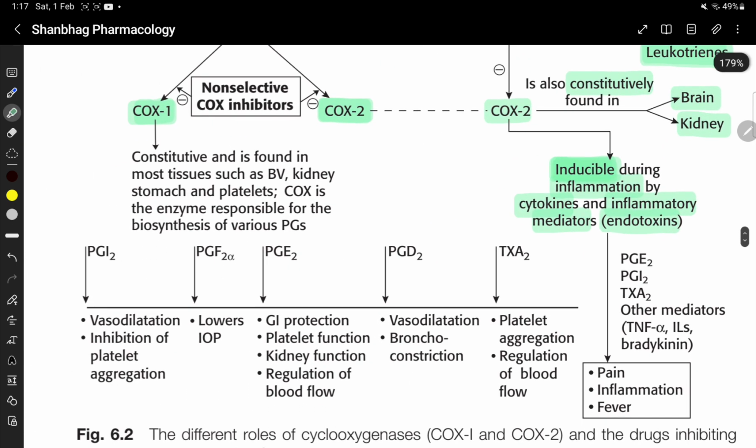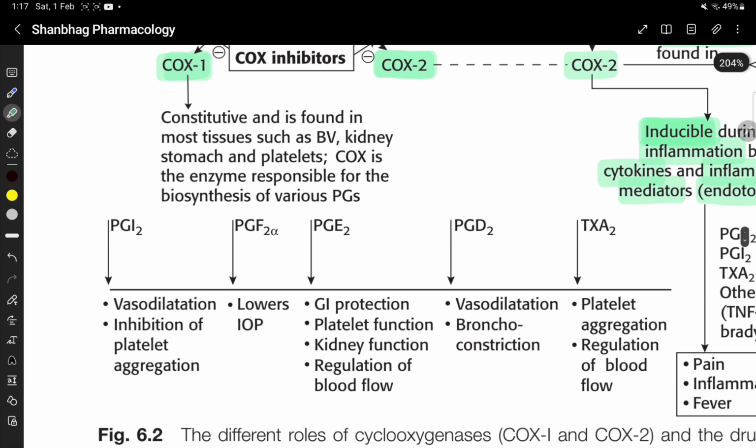Now COX-1. COX-1 is constitutive and is found in most tissues such as blood vessels, kidney, stomach and platelets. COX is the enzyme responsible for the biosynthesis of prostaglandins.